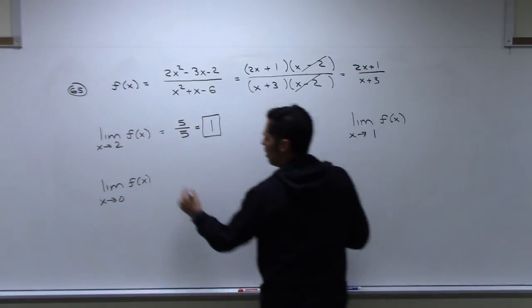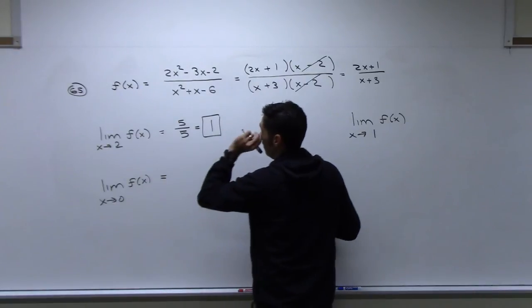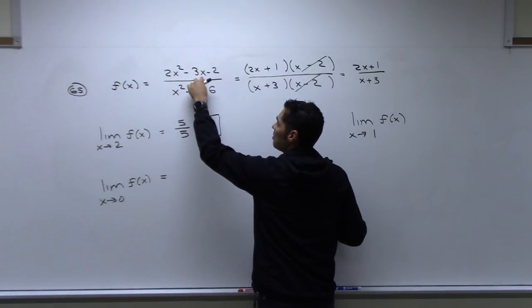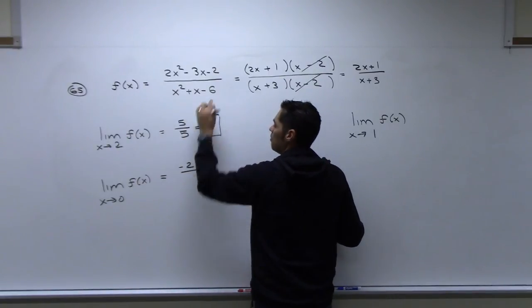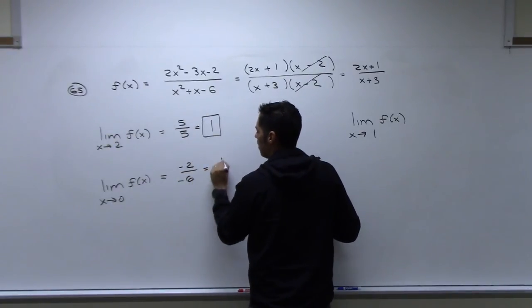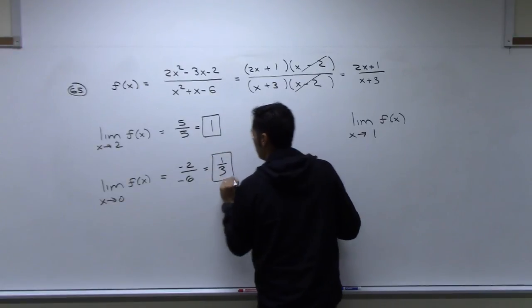Now what happens when we plug in 0 into this function? So we get 0 here, it's dead. We just have negative 2. And then we plug in 0 here, we get negative 6. And that's just positive 1/3. No problems at all.